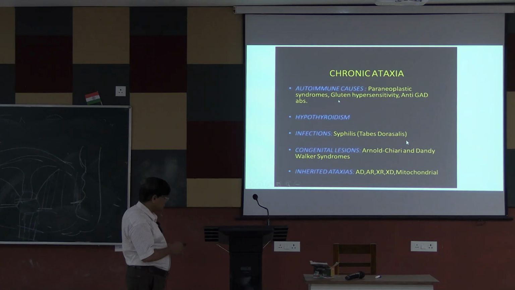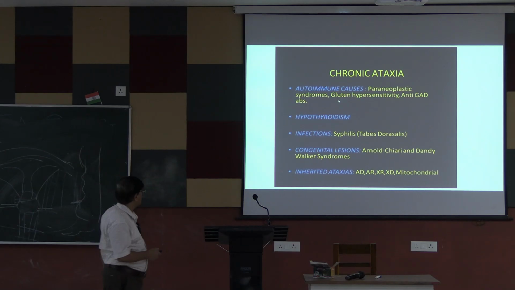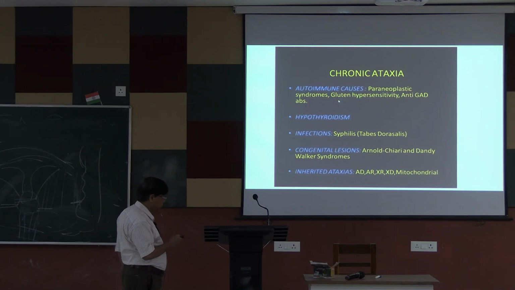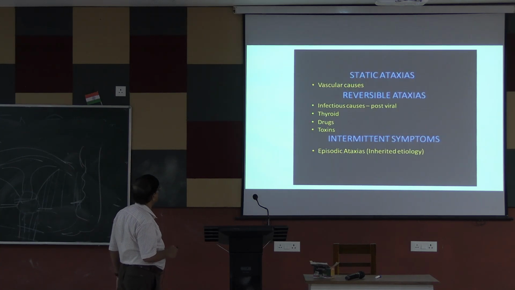So these chronic ataxias may be autosomal dominant, autosomal recessive, X-linked recessive, X-linked dominant, or mitochondrial. These are the different inherited ataxias. These are progressive ataxias. I'm keeping these slides because you did not remember this.